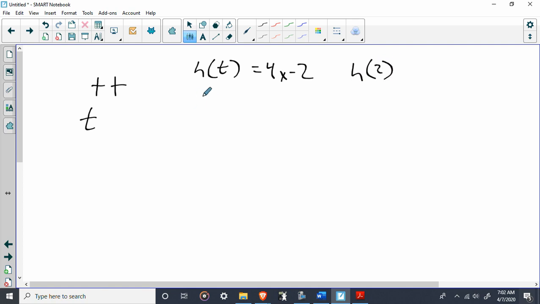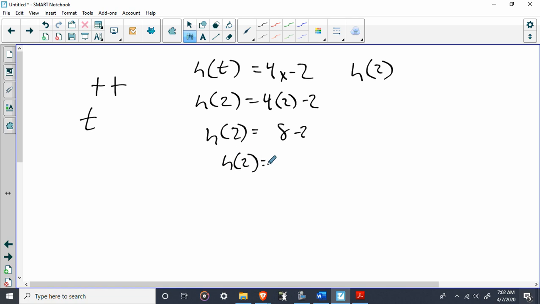So we'll say h of 2 is equal to 4. Let's replace this x with a 2. 4 times 2 is 8. And we'll say h of 2 is equal to 8 minus 2, which is going to be 6. So again, what did I plug in? I plugged in 2. I got out 6.